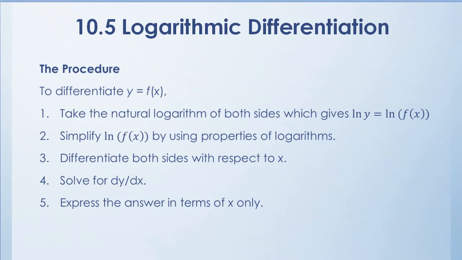Next, logarithm differentiation. Okay, so for logarithm differentiation, there are 5 procedures to solve it. First, take the natural logarithm of both sides, so we should have ln y equal to ln f(x). Simplify ln f(x) by using properties of logarithms. Then next step, differentiate both sides with respect to x. Step 4, solve for dy/dx. Step 5, express the answer in terms of x only.